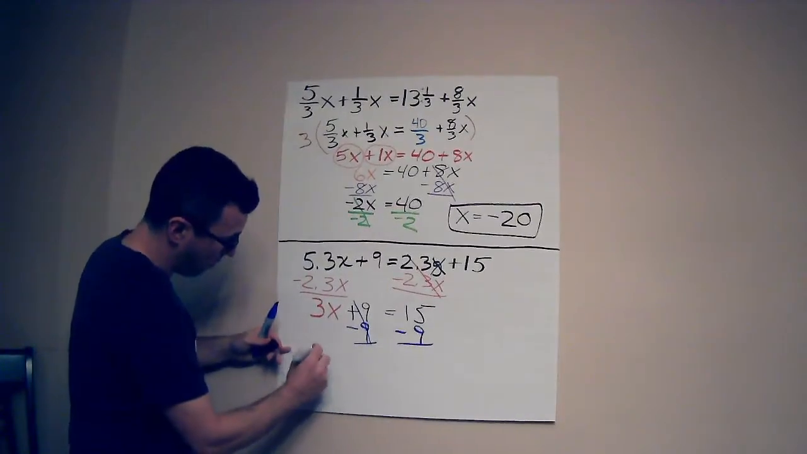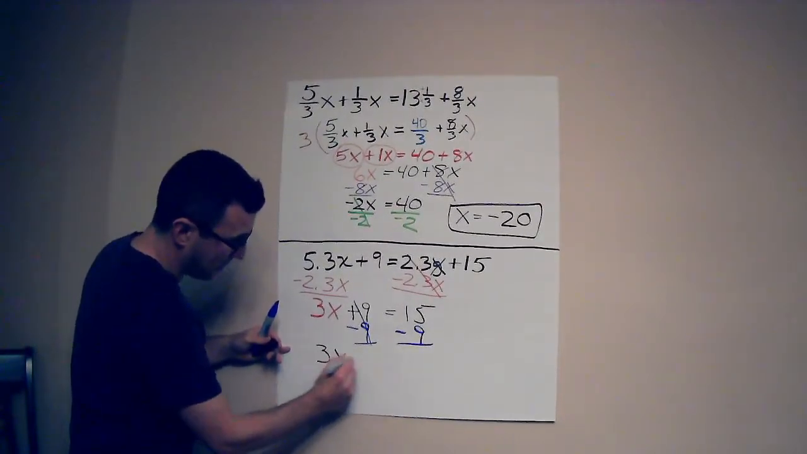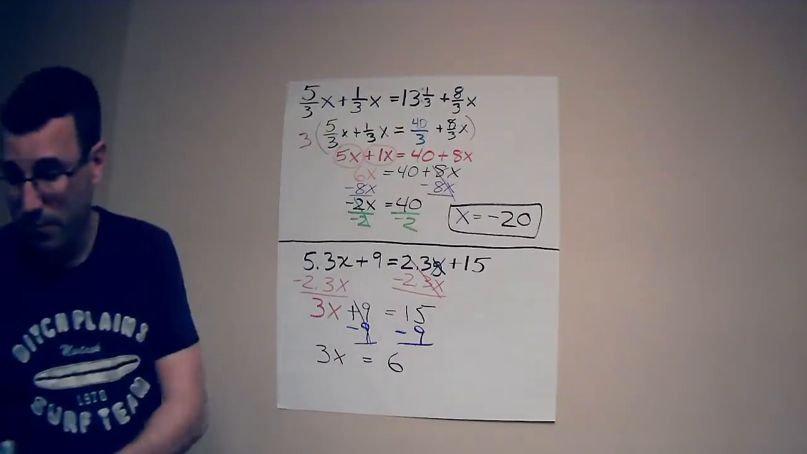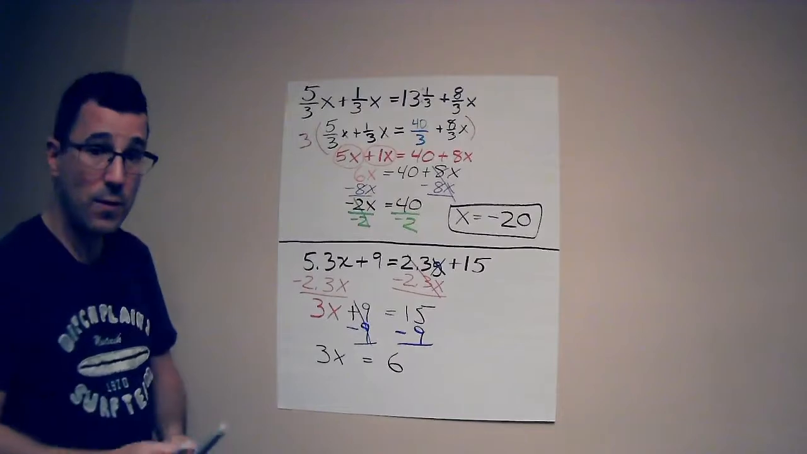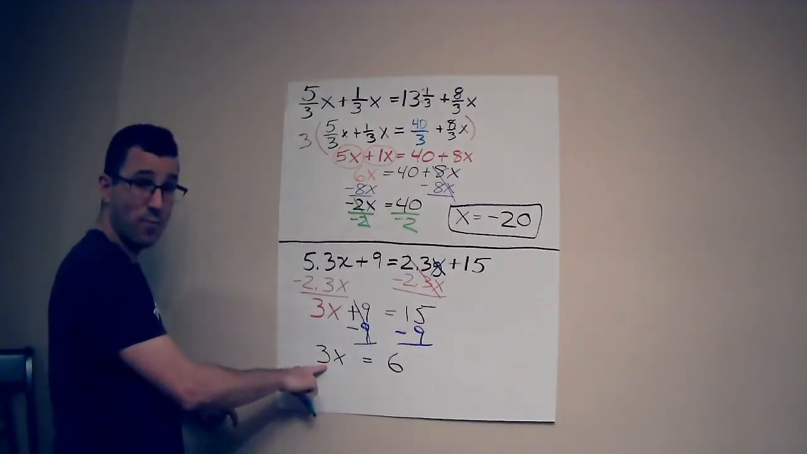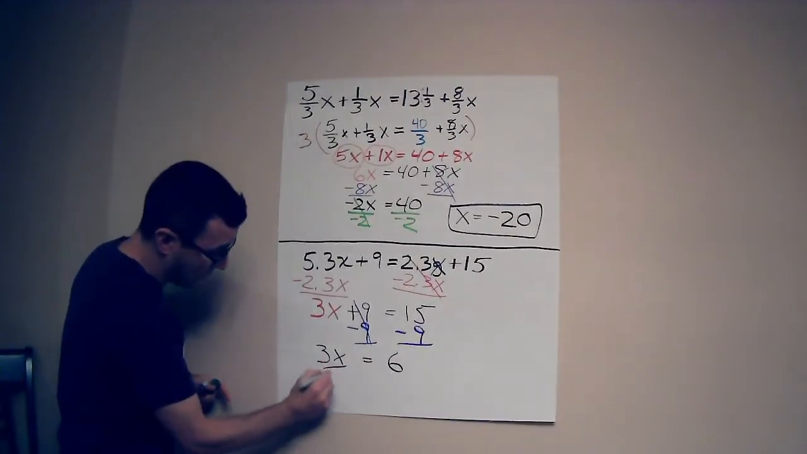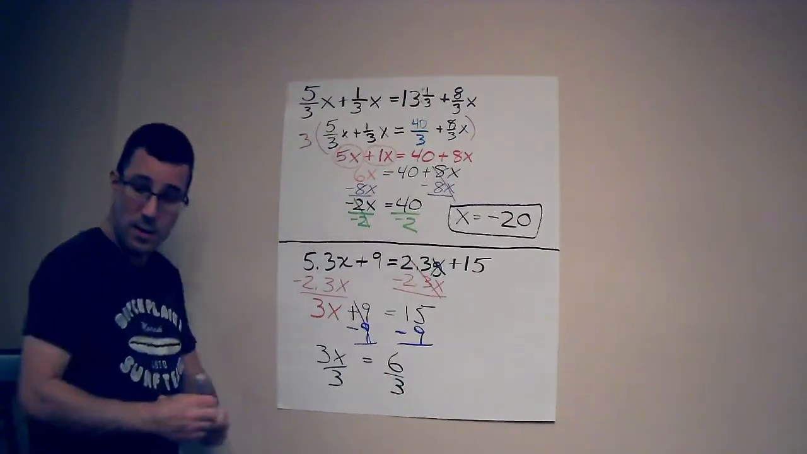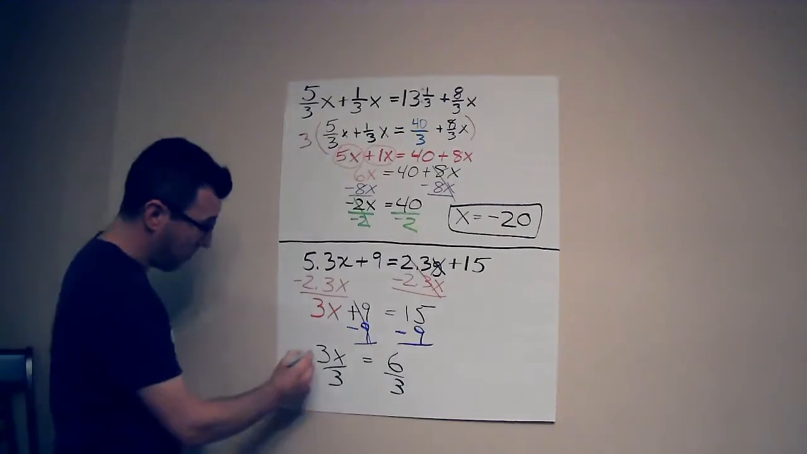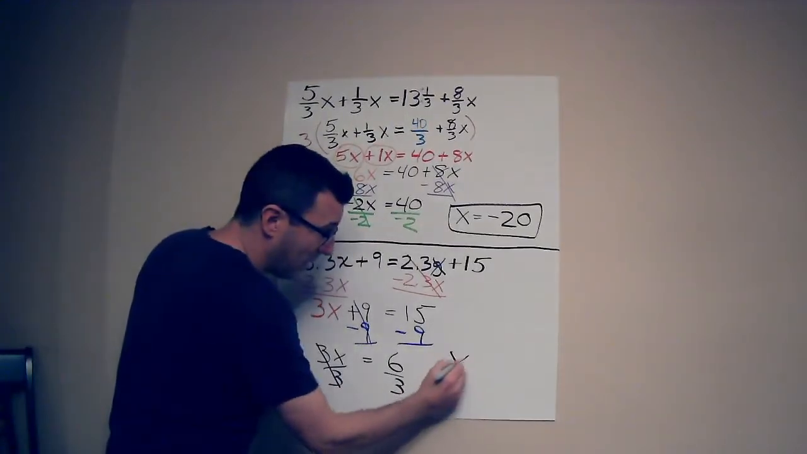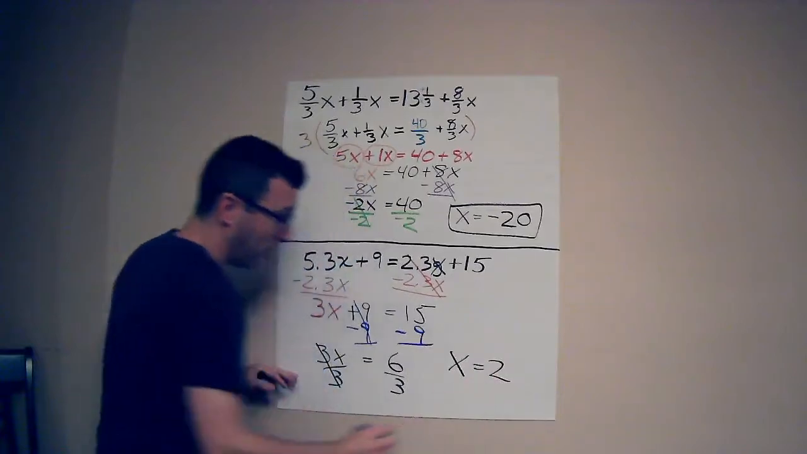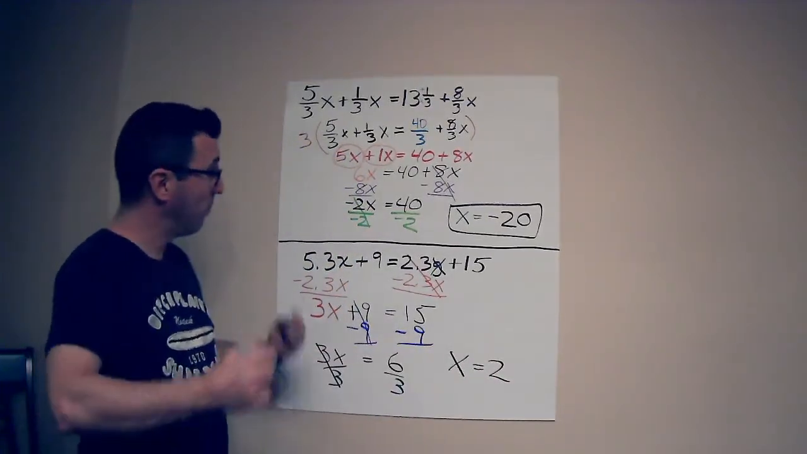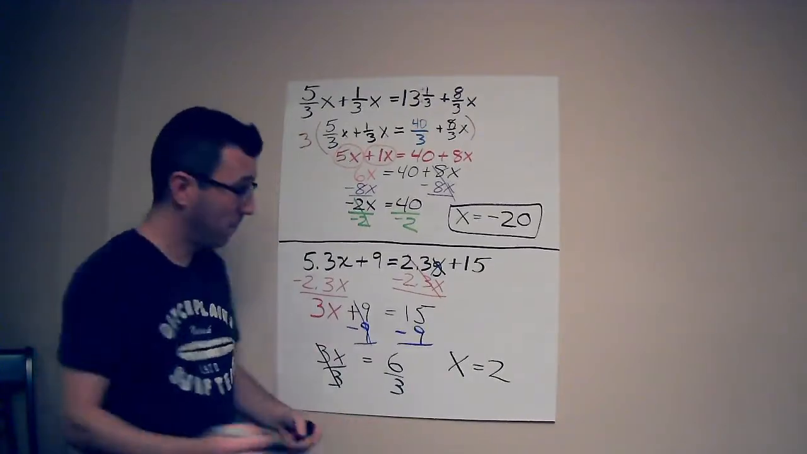I get 3x equals 6. Multiplying by 3, so I have to divide both sides by 3. My 3's cancel out here. X equals 2. Again, I plug this into my calculator, I see that it works.